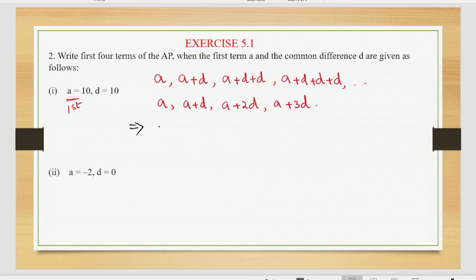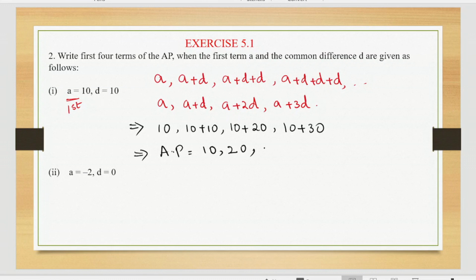The first term A is 10. So A plus D, that is 10 plus 10, is 20. In the third term you will get A is 10 plus 2 into D is 20, that is 30. In the fourth term you will get A plus 3 into D, 10 plus 30, is 40. The final 4 terms of the AP are 10, 20, 30 and 40. Clear? These are the 4 terms of an AP.